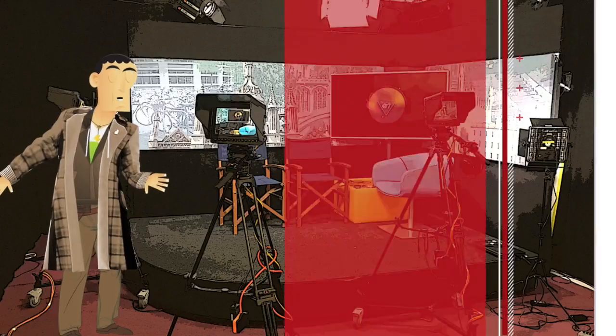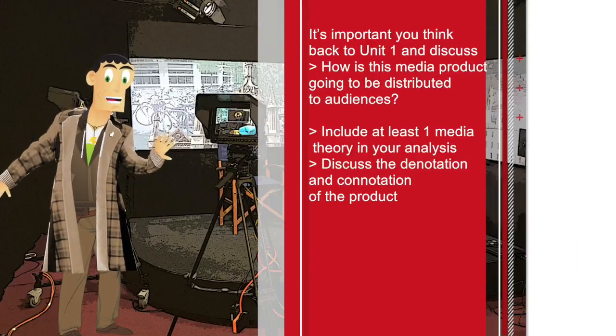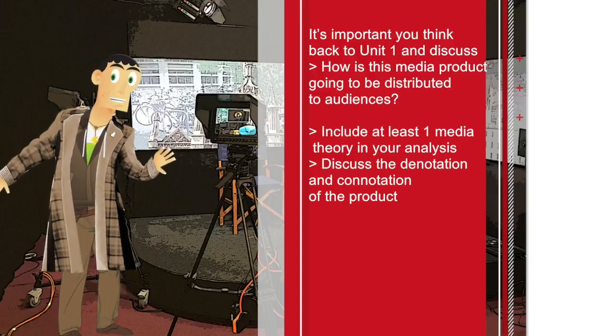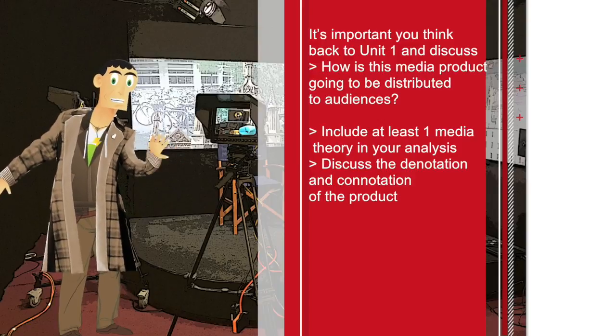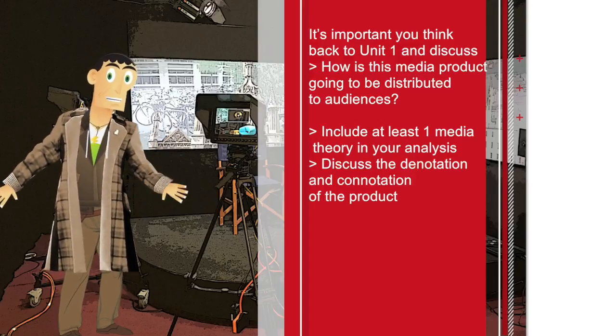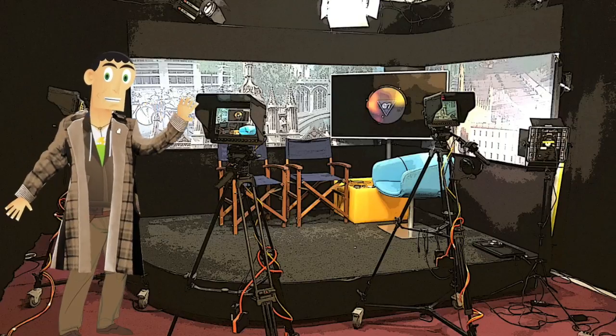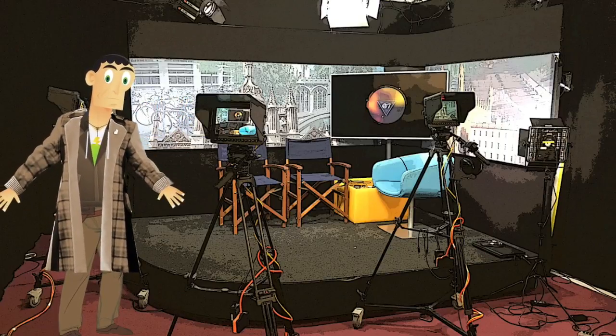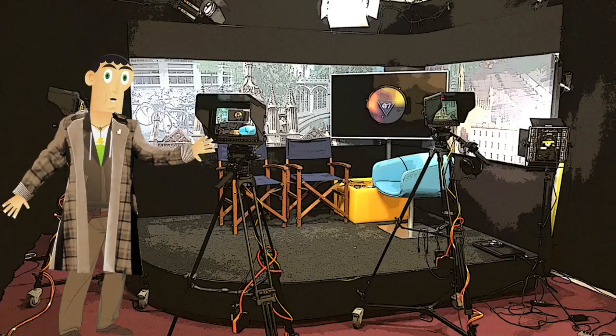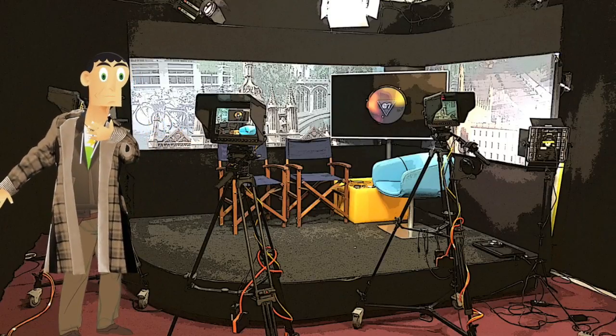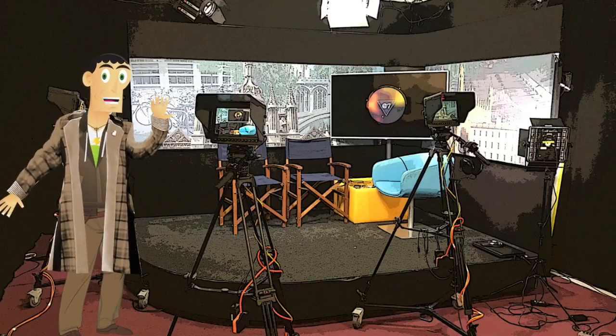You can go back to Unit 1 and discuss how the media product is going to be distributed to audiences. Include maybe at least one media theory along the way. If you don't include any media theory, you're probably not going to get a distinction. And then discuss the denotation and the connotation of the project, what you say and what it means, and then how the meaning was created. I mean, it's pretty straightforward. You might say something like, well, I used the text tool to create this font and I used the color palette to change the text color to this, and the reason I did that was because I wanted to get this message across to my audience. But that's pretty much it. Good luck with your analysis. It should be fairly long.